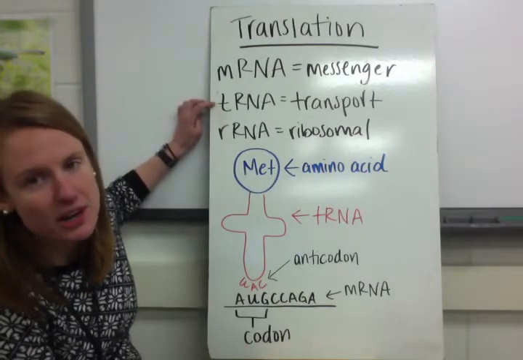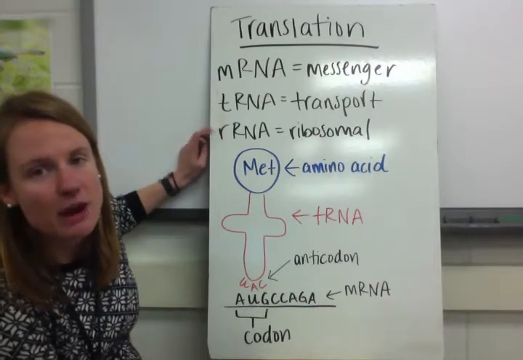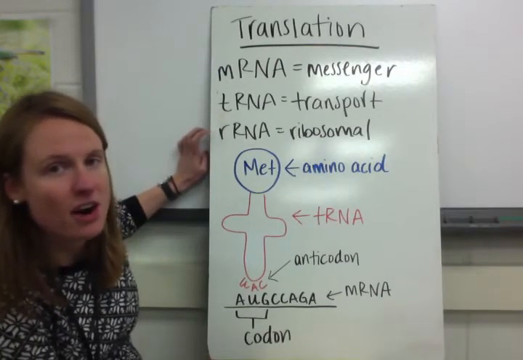tRNA is transport RNA. That's what the T stands for, transport. rRNA is ribosomal RNA. So that's what the R stands for, and that's what ribosomes are made out of, rRNA.